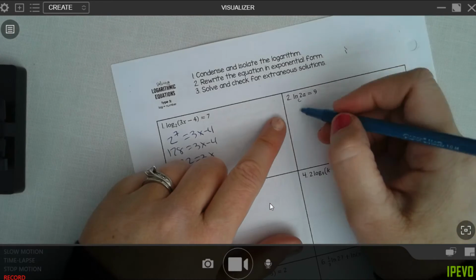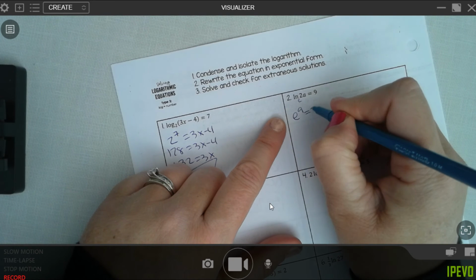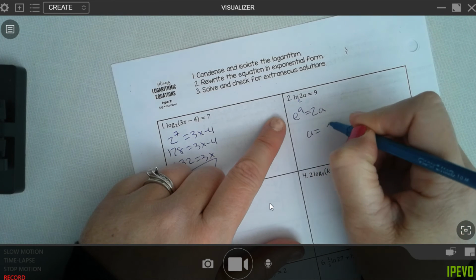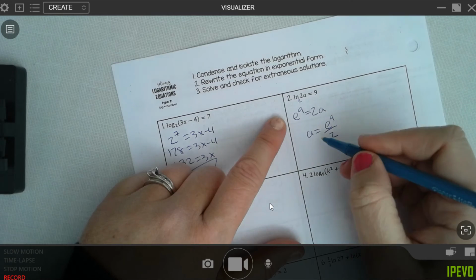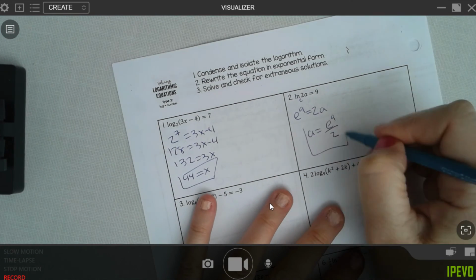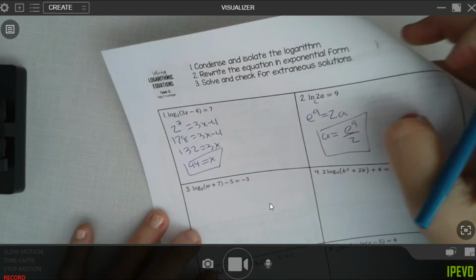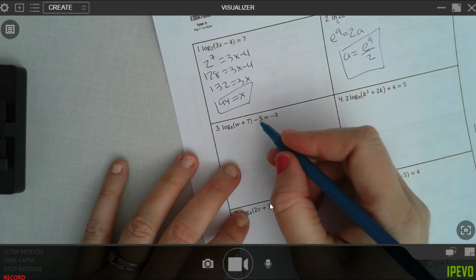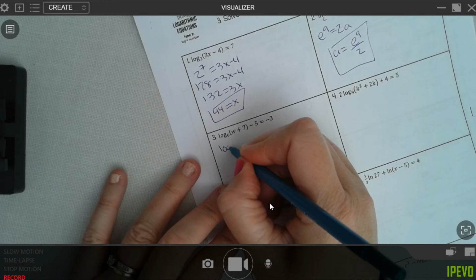So this one right here, remember there's an imaginary e down here. So rewriting this would be e to the 9th equals 2a. So a equals e to the 9th divided by 2. I'd prefer you to leave it as this instead of some decimal answer. And I'm sure Coop would too. So add your 5 over.